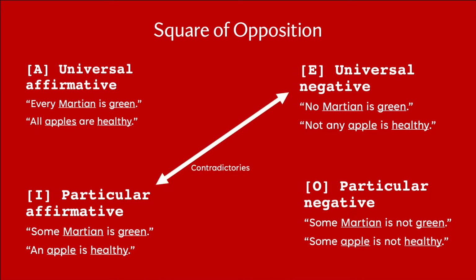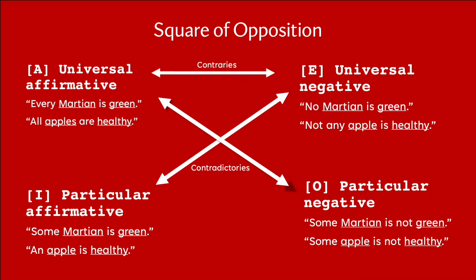Now, I propositions and E propositions are called contradictories. That means if one is true, the other is false. If one is false, the other must be true. Likewise, O and A propositions are also contradictories. If one is true, the other one must be false, and if one is false, the other one must be true.